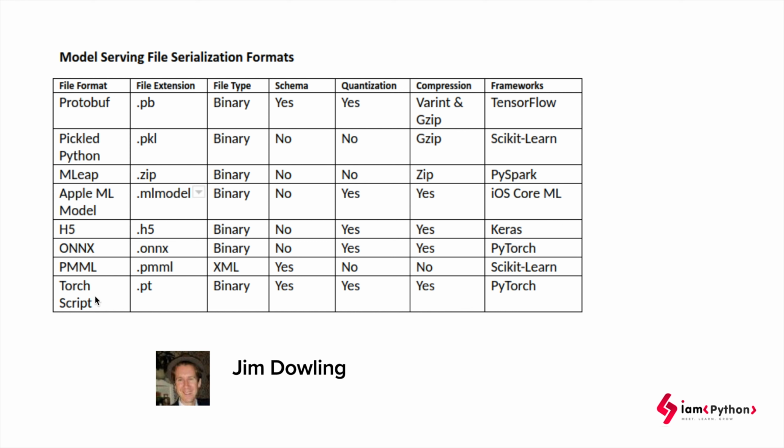These are the different formats and these are the file extensions. Basically, the file type is almost all binary except the PMML, and then the schema, quantization, compression, and mostly what kind of frameworks we use for the different cases. So this table is going to explain that to you. For example, if you're using TensorFlow, mostly we go for the protobuf, and if you're going for scikit-learn, mostly we go for the .pickle, right?